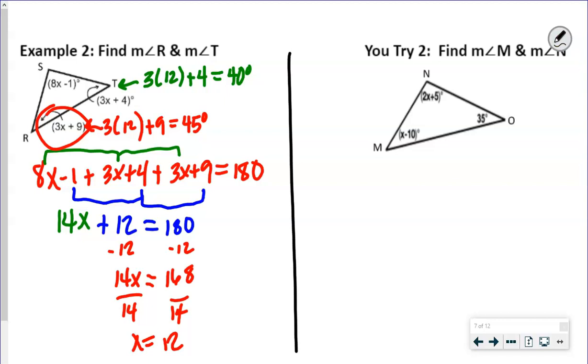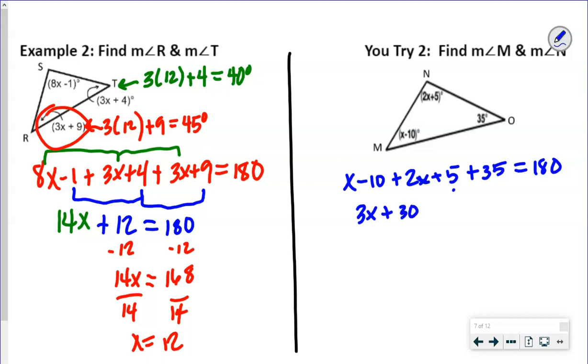Okay, come back to me. All right, so now, again, we're going to add all three of these together, right? So we're going to say x minus 10 plus 2x plus 5 plus 35, and all of that equals 180, right? So again, we're going to combine our like terms, our x and our 2x, so that gives us 3x. We've got 5 plus 35, that's 40 minus 10, so that's plus 30, equals 180.